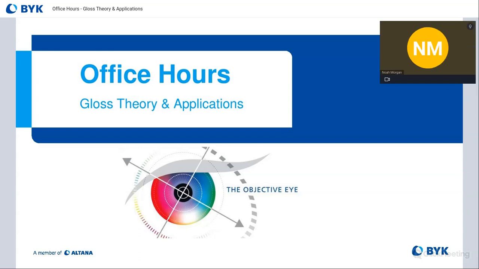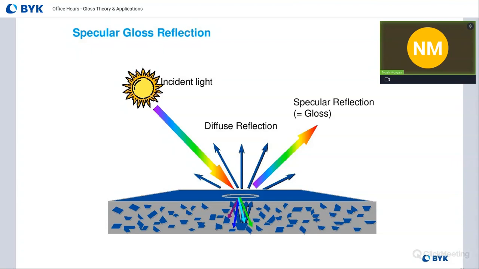All right, thank you, Sherry, for the introduction. So to start off, let's talk about specular gloss reflection. Essentially, if we have a light source, in this example the sun as our incident light, it shines down over an object. It'll hit that object. You can see all the colors in the rainbow hitting that object here.